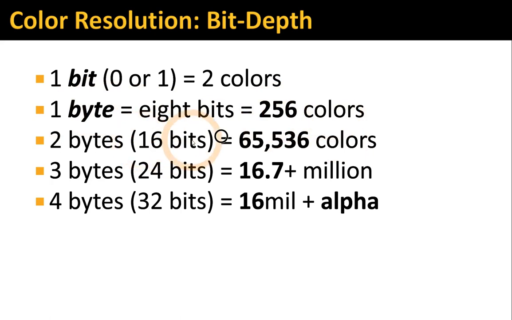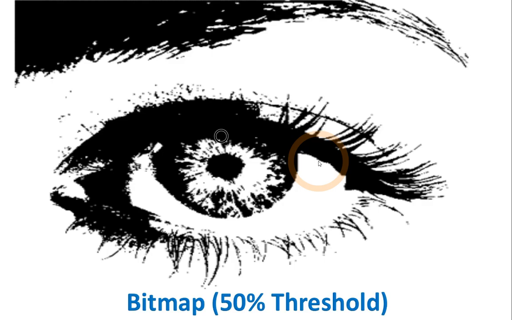But if you have 16 bits, you have 65,000 colors, 24 bits, you have 16.7 million, and then 32 bits, you have 16.7 million plus alpha channels. So you can see that there's a big difference between an 8-bit file and a 24-bit file when it comes to the number of colors that can be used. And this is something that we will address later on as well.